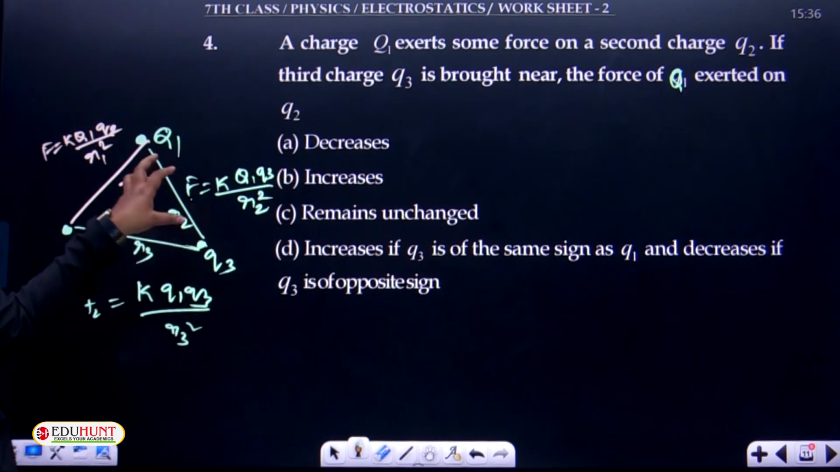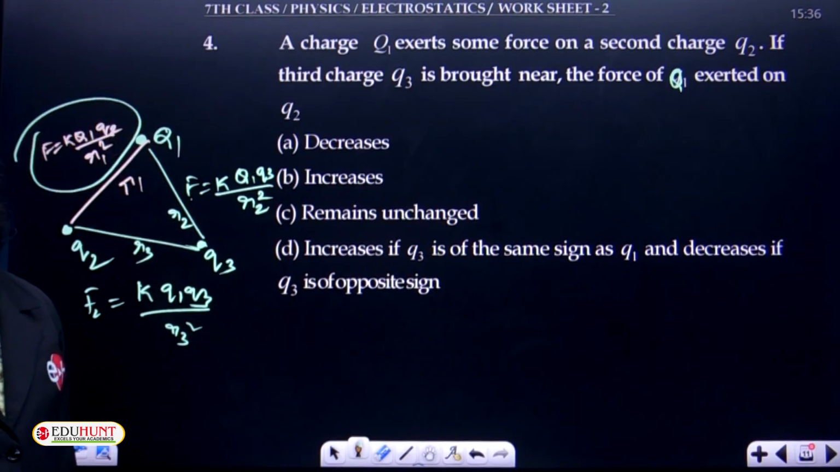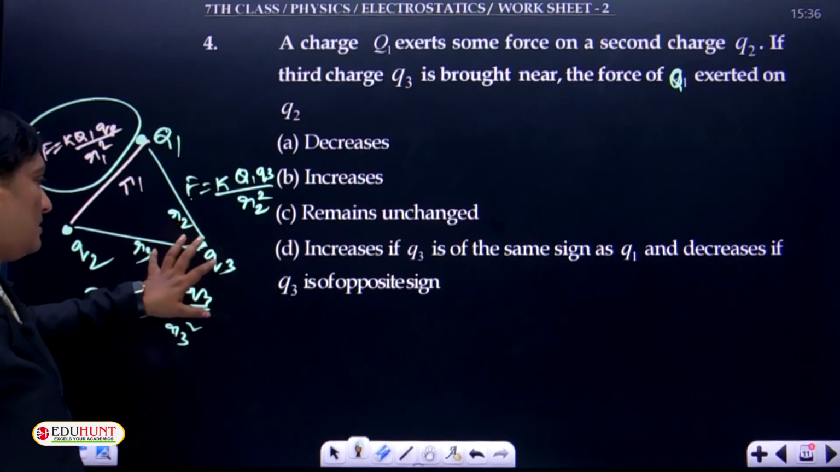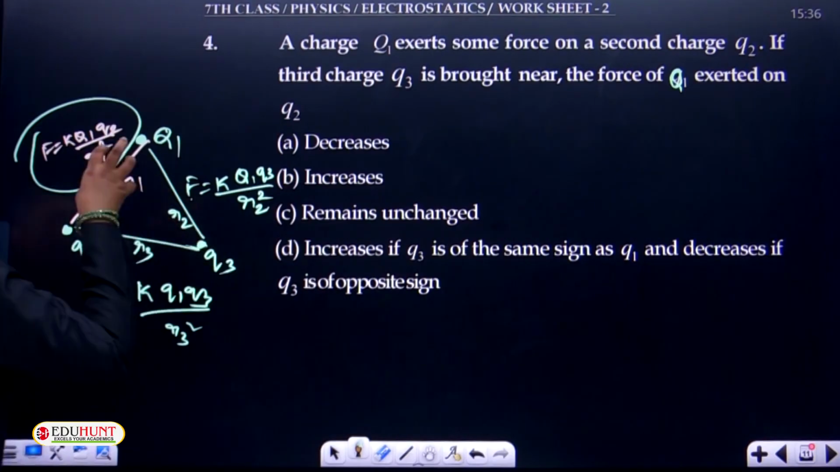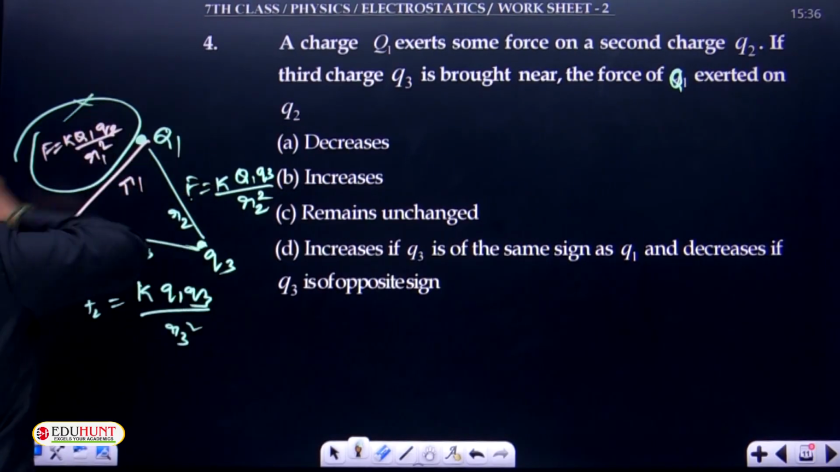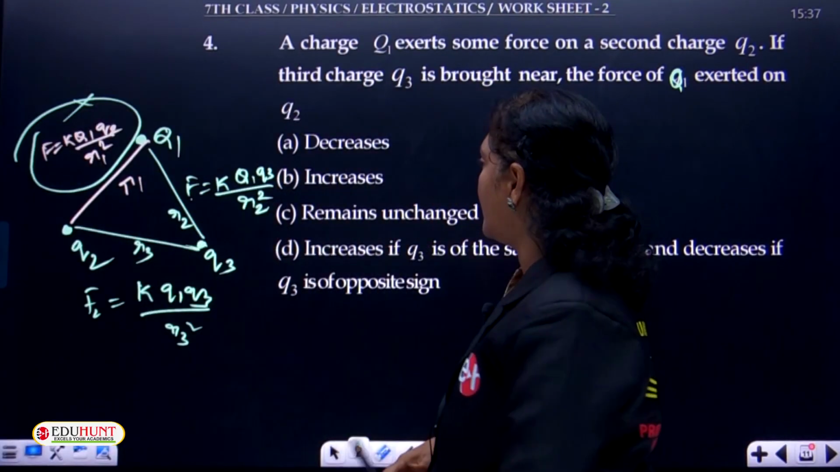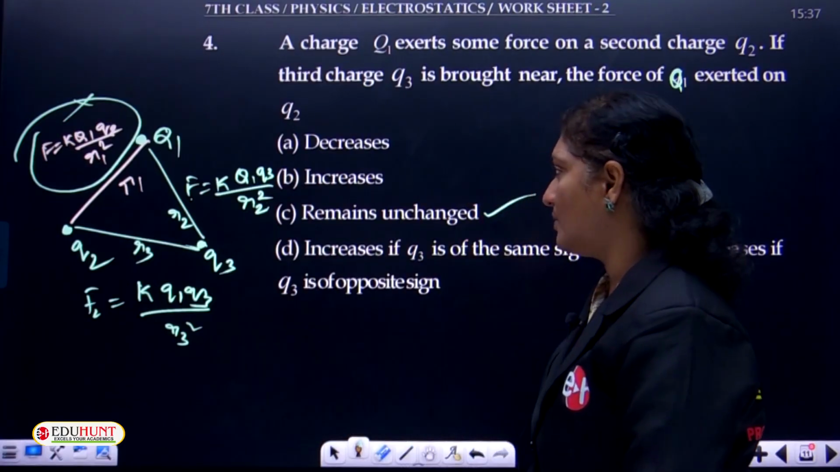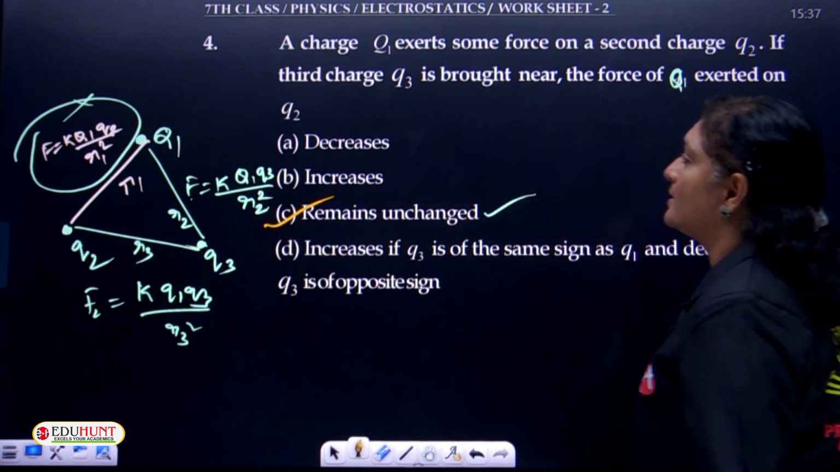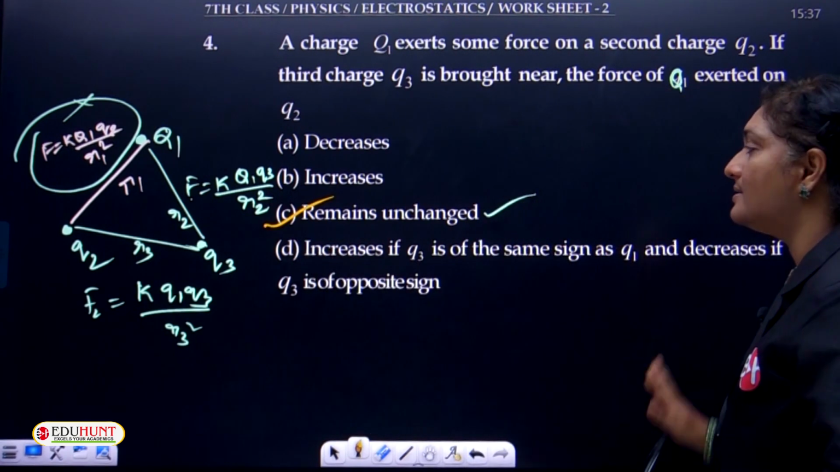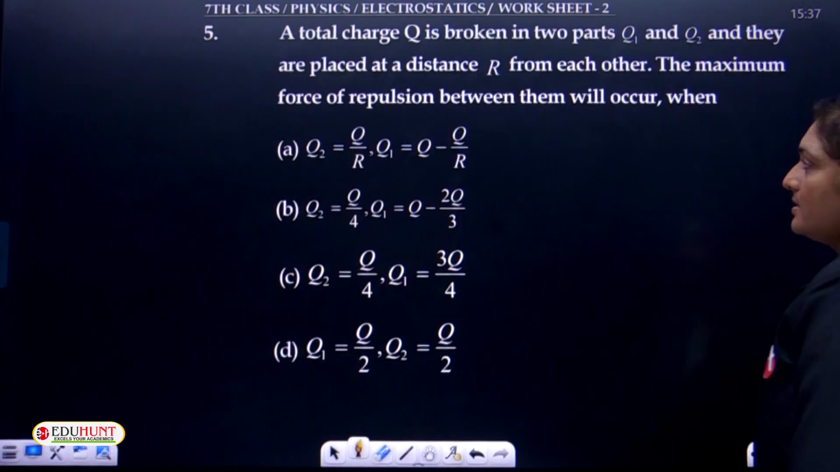But the presence of the third charge does not affect the force between the first two charges. So, if you bring some more charge, some forces might be acting between the other charges, but the presence of another charge will never affect the force experienced by the first two charges. So, what is the correct answer? Remains unchanged. So, what is the correct answer, children? Option C, that is, it does not affect the force experienced by the first two charges. Hence, the answer is remains unchanged. Okay, so let us move to the next question.